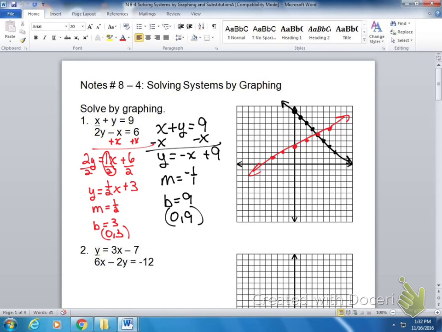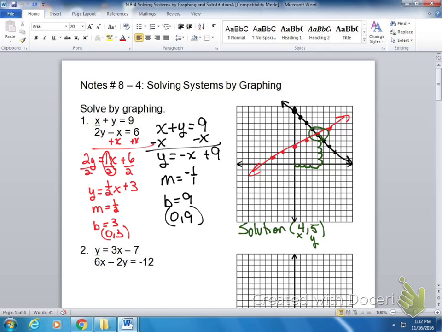There's our system. Now, the solution to the system is the intersection, guys. A lot of people missed this yesterday. When we're solving systems by graphing, you're looking for where the lines intersect. And count carefully. So I have 1, 2, 3, 4. 1, 2, 3, 4, 5. So my solution is the point (4, 5).